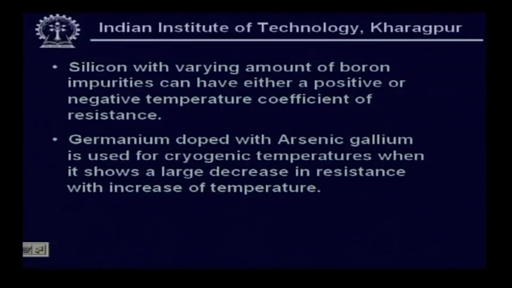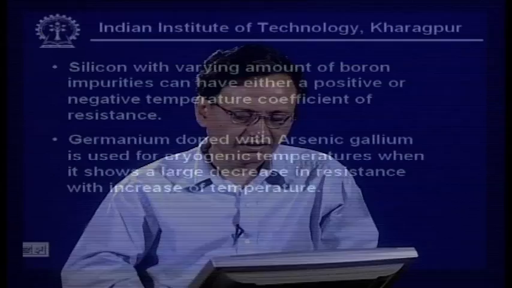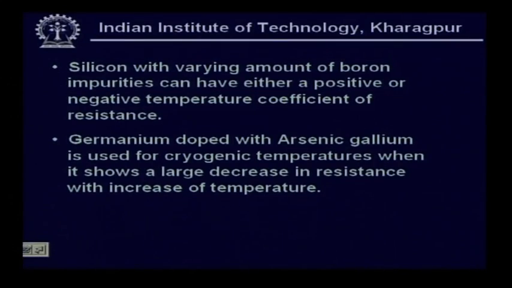Now, germanium doped with arsenic gallium is used for cryogenic temperature, where it shows a large decrease in resistance with increase of temperature, because as you know, cryogenic instrumentation is very important, especially the measurement of temperature of liquid helium and all those things. Many a time it is necessary to measure temperature in superconducting circuitry. So, cryogenic temperature measurement is another challenge. In that type of situation I can apply thermistors, and it is germanium doped with arsenic gallium, used for cryogenic temperature, where it shows a large decrease in resistance with the increase of temperature.